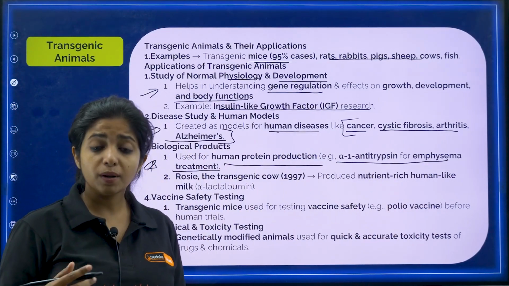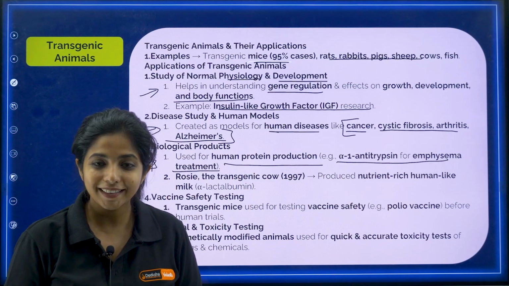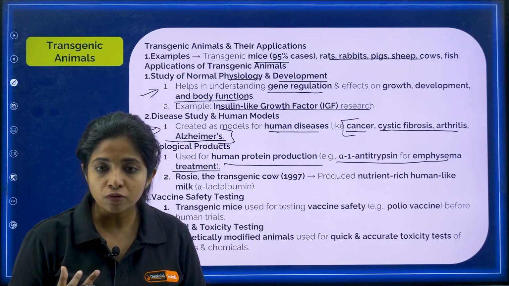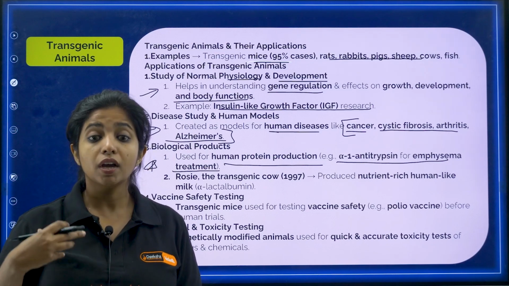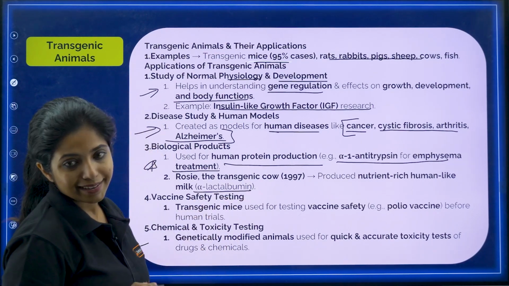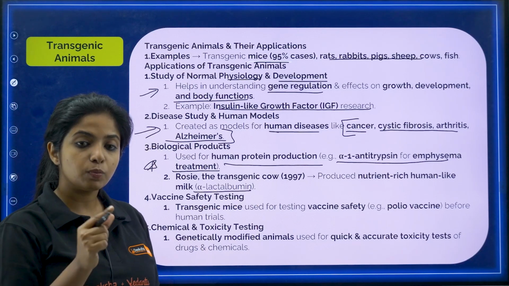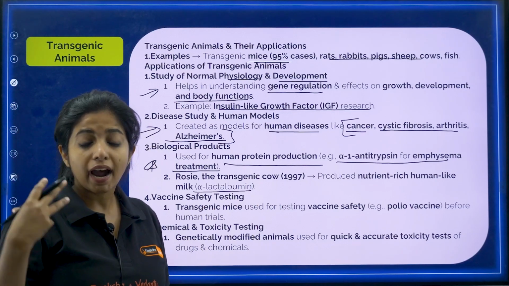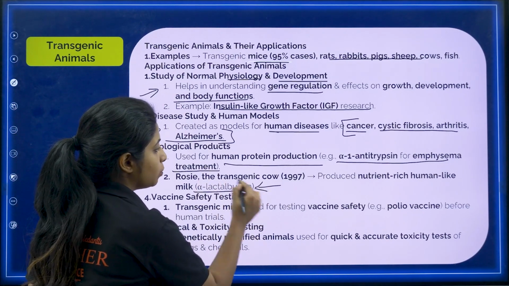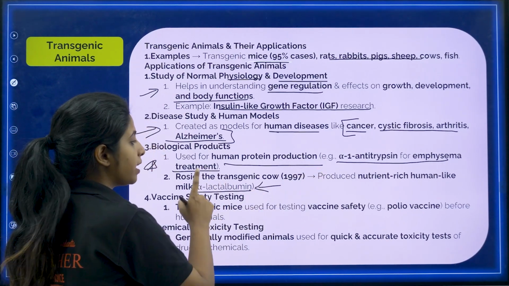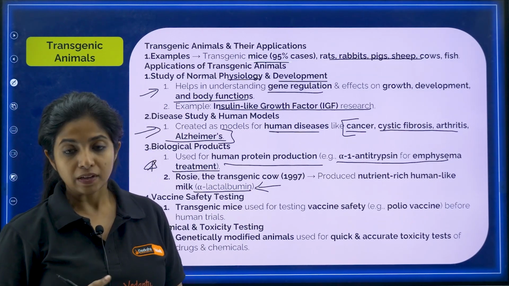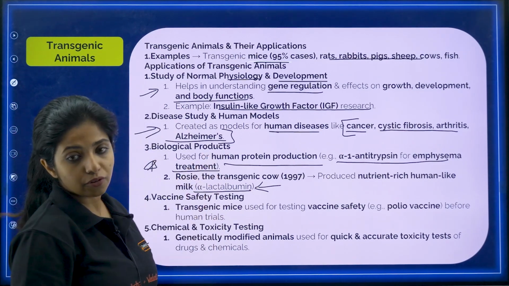Apart from that, if you have heard about the transgenic cow Rosie, in the year 1997, this cow was made to produce milk which is rich in the human protein alpha-lactalbumin. There were certain changes made such that the milk it was producing had enough quantity of the human milk protein, alpha-lactalbumin. So alpha-1 antitrypsin for emphysema and alpha-lactalbumin, which is a milk protein in humans, my dear children, was produced by Rosie. So for biological products also you can make use of transgenic animals.